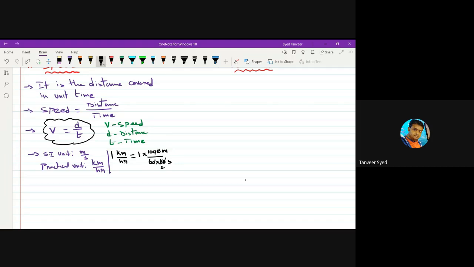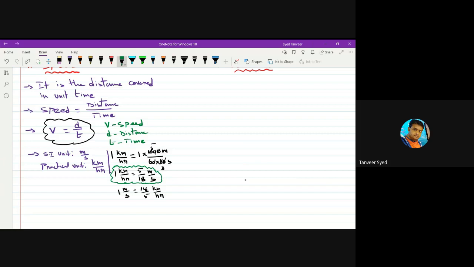This is 2 twos, 2 threes, 2 fives. So I get 1 kilometer per hour is equal to 5 by 18 meter per second. Or if I interchange this, 1 meter per second is equal to 18 by 5 kilometer per hour. So this is the conversion factor which you should remember. This is how you get it, and this is what you should remember.